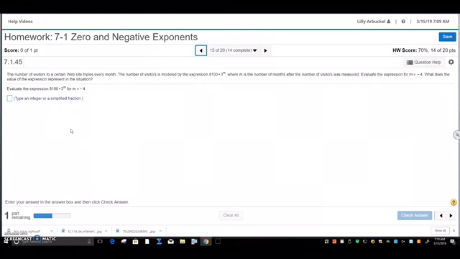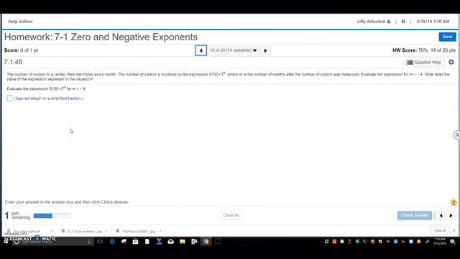Okay, number 15. The number of visitors to a certain website triples every month. The number of visitors is modeled by the expression 8,100 times 3 to the m exponent, where m is the number of months after the number of visitors was measured. Evaluate the expression for m equals negative 4. What does the value of the expression represent in this situation?